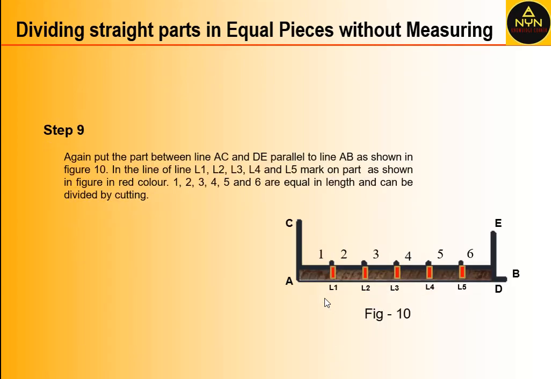Step 9. Again put the part between line AC and DE, parallel to line AB, as shown in figure 10. In line with L1, L2, L3, L4 and L5, mark on the part, as shown in the figure in red color. Now you see 6 equal sizes marked and you can cut by any suitable method. All the pieces will be equal in length. That is our requirement.